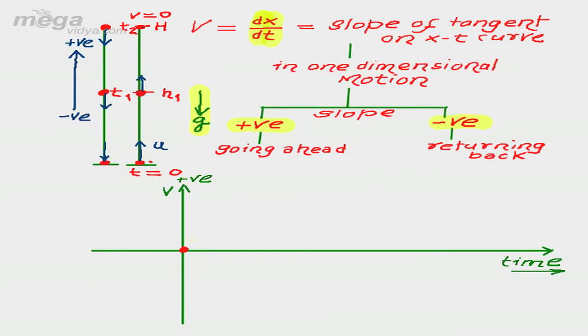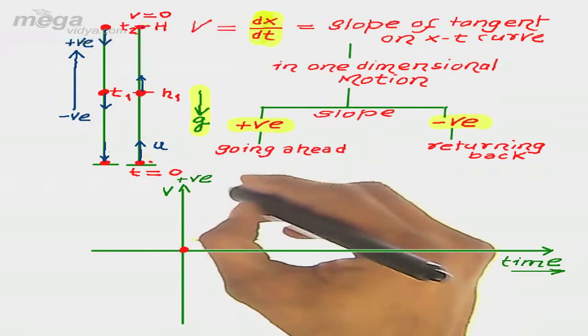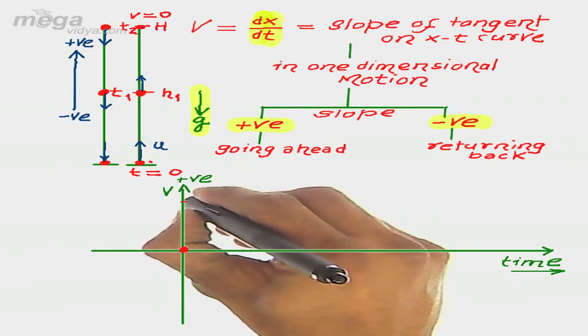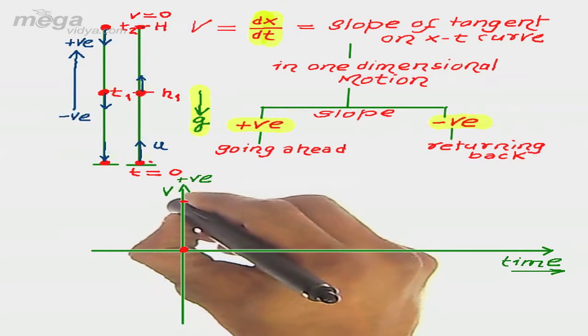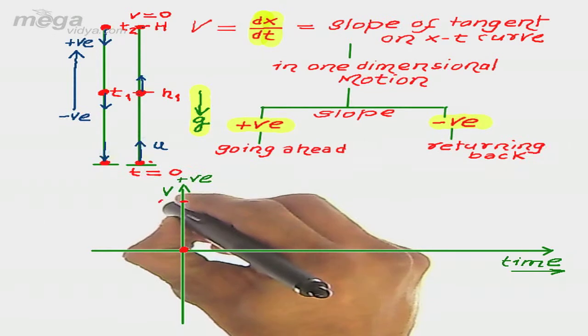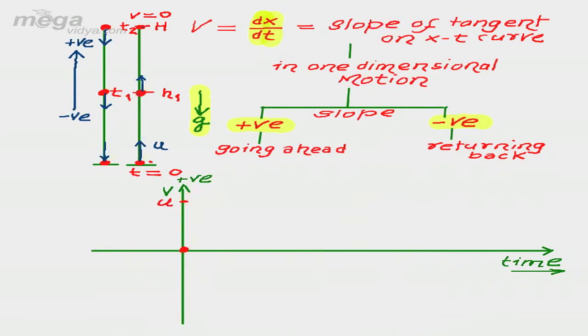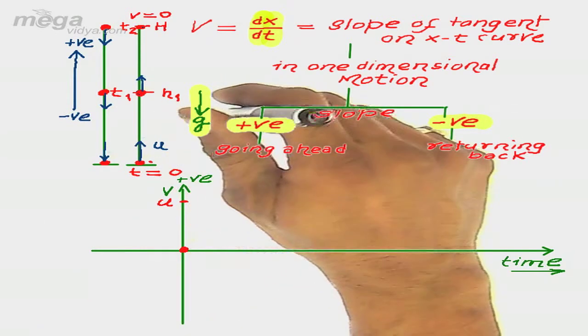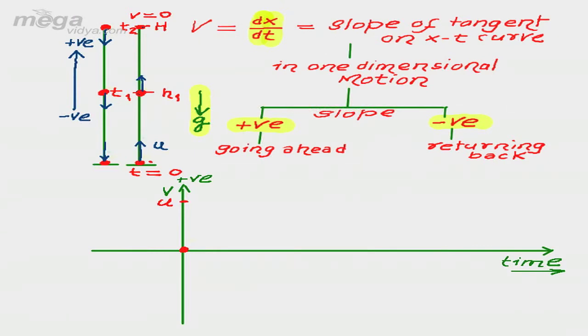If acceleration is negative, then obviously the particle's velocity goes on decreasing. We can take initial velocity u at this velocity axis at this point where the velocity is plus u. Now, as acceleration due to gravity is a constant acceleration and it is acting vertically downward, which is negative here as per our sign convention.